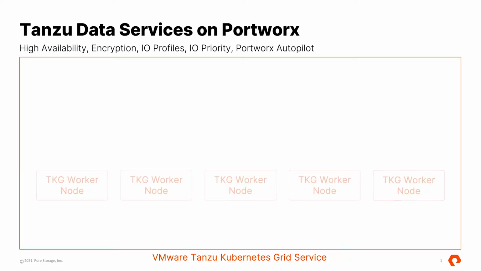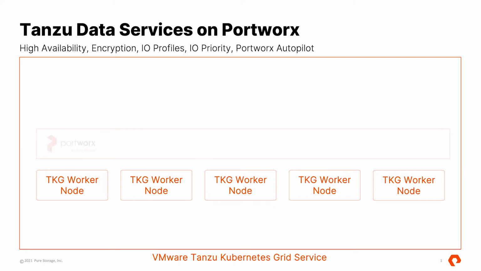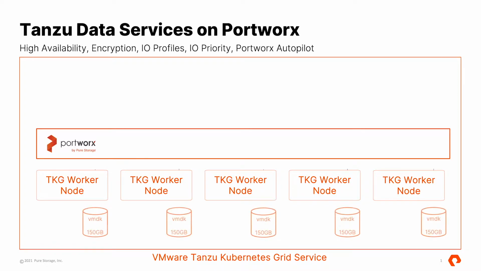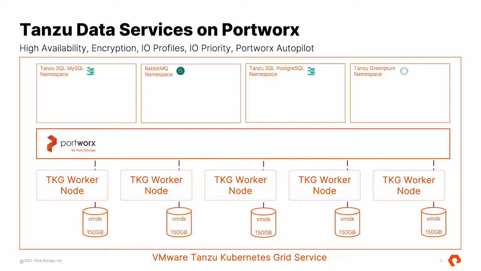So for this demo, we have deployed a single TKGS cluster with 5 worker nodes, and we have already deployed Portworx version 2.8 on the TKG cluster. This means that Portworx has automatically provisioned VMDK files with the size that we specified and aggregated those individual VMDK files across nodes into a single storage pool that can be leveraged by stateful applications that are deployed on the Tanzu Kubernetes cluster, which in this case are Tanzu Data Services.